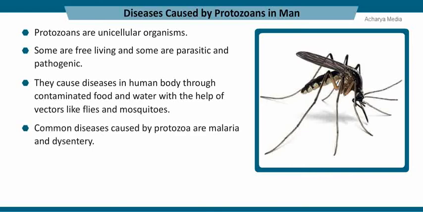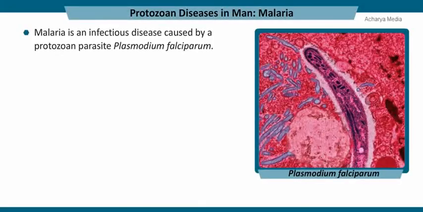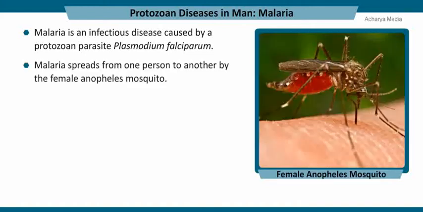Two of the common diseases caused by protozoa are malaria and dysentery. Malaria is an infectious disease caused by a protozoan parasite, Plasmodium falciparum. Malaria spreads from one person to another by the female Anopheles mosquito.